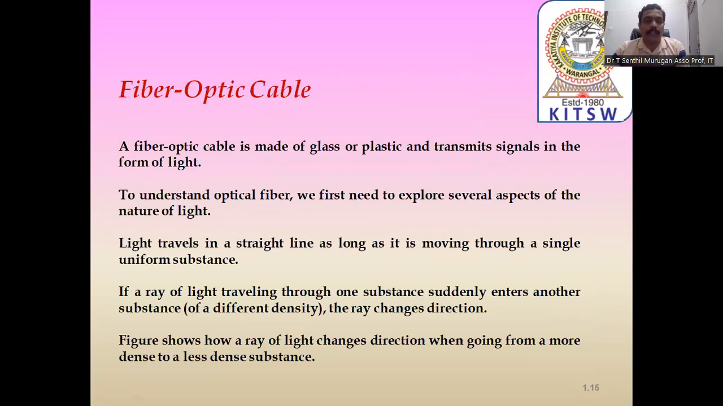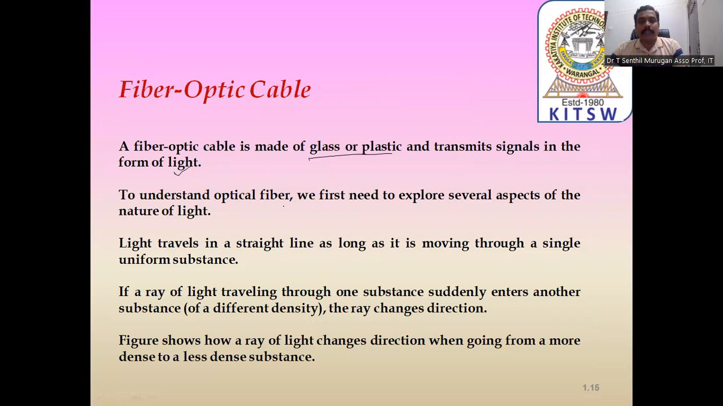Finally, fiber optic cables. What is a fiber optic cable? Already we discussed twisted pair cables and coaxial cable, which use metallic wire like copper wire to transmit electrical signals. But the fiber optic cable is made of glass or plastic and transmits the signals in the form of light. There is no electrical signal here. The signal will be converted into light, and the light will be transmitted.